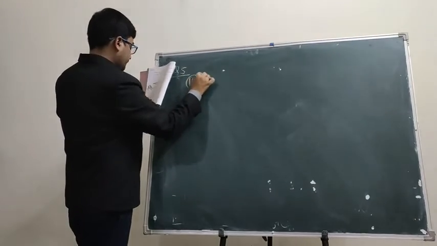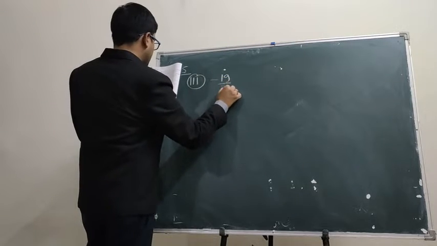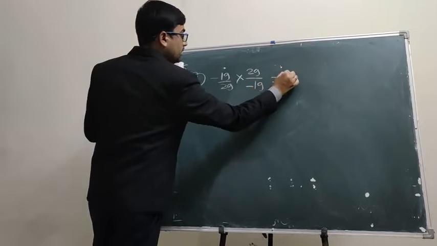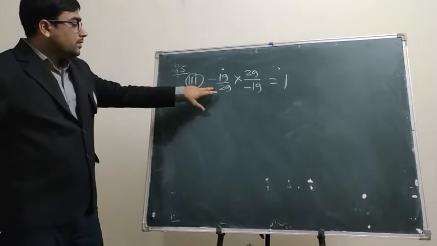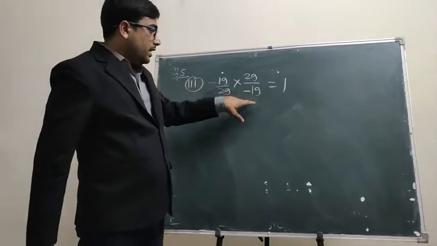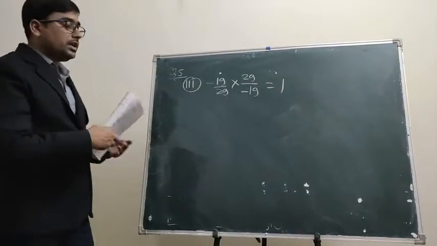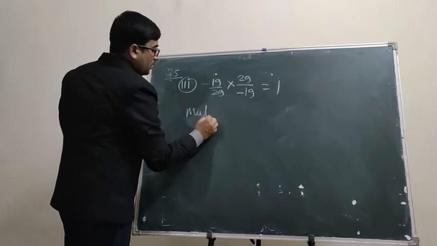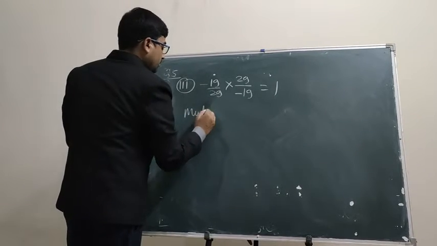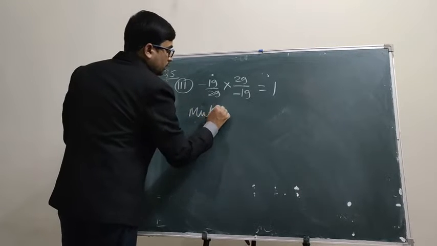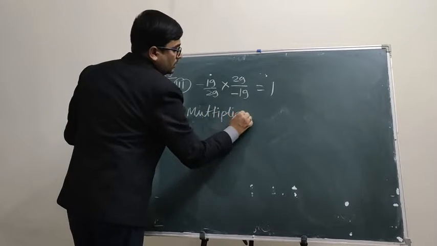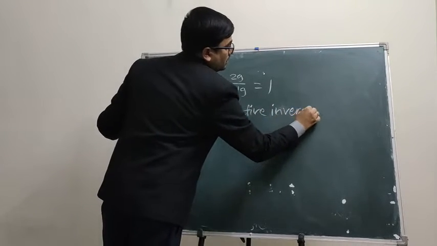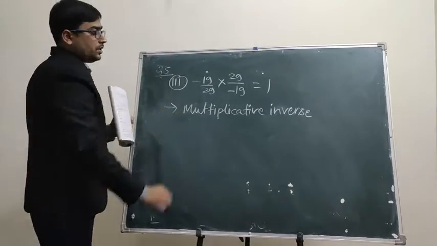Third question. Minus 19 by 29 into 29 upon minus 19 is equal to 1. What is it? a by b into b by a always gives 1. That means multiplicative inverse. Here we follow the multiplicative inverse property.